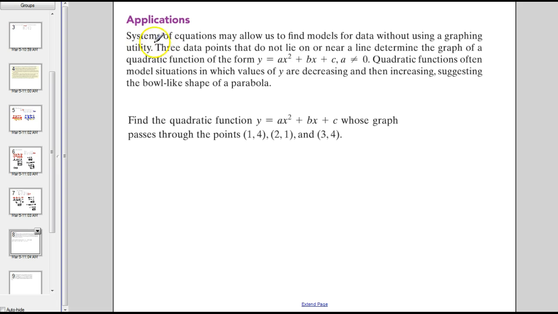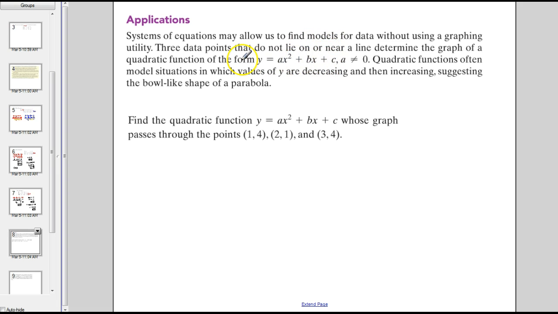This is part 2. We're going to look at some application type problems, doing this system of three equations for some type of word problem or application. So one of the things that we can do, and one of the things you are going to do for your functions project, is to find models for data.